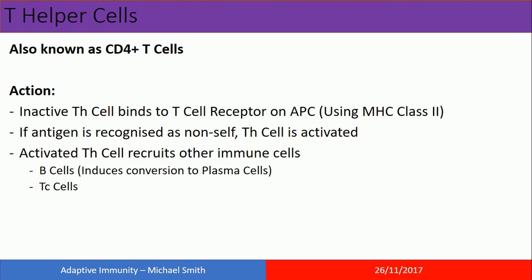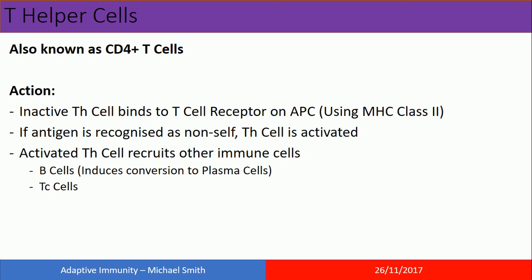We also have T helper cells. So here again we have our inactive T helper cell, and this once more binds to the T cell receptor on our antigen presenting cell. But this time it's using the MHC class 2 receptor. And this essentially does the same thing. The antigen presenting cell is presenting its antigen on the end of its MHC class 2 receptor, and if the antigen is recognized by the T helper cell, then it becomes activated.